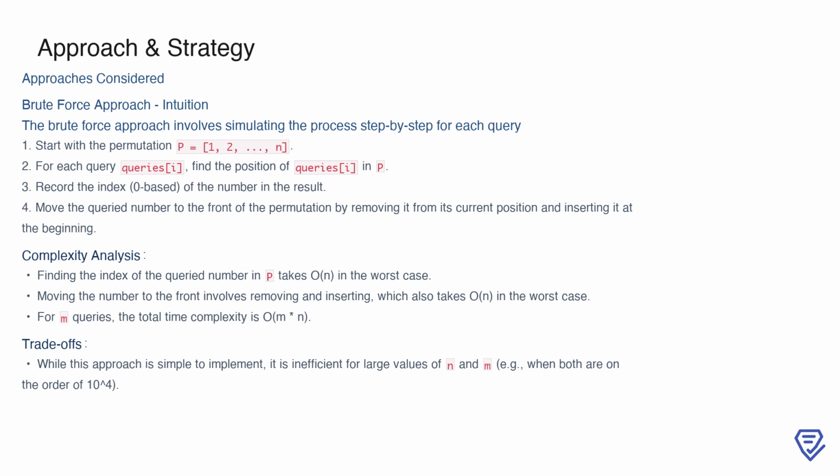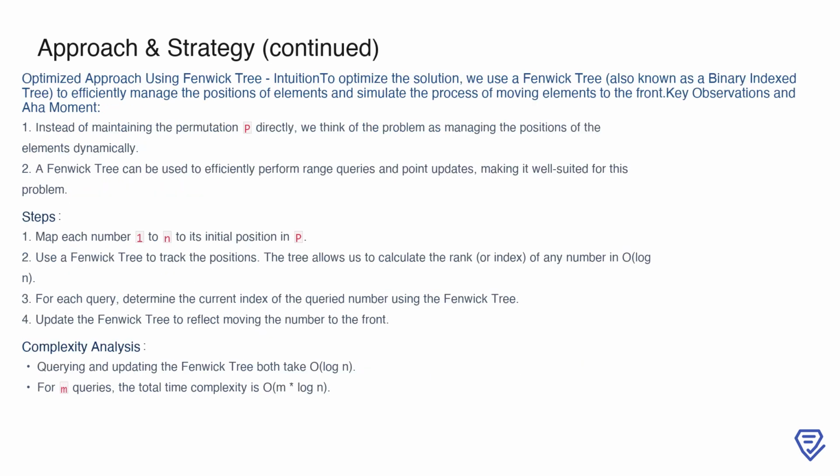With m queries, this results in an overall time complexity of O(m*n), which becomes impractical for large values of n and m. The simplicity of this method comes at the cost of performance, making it unsuitable for scenarios with large input sizes. Now, to optimize the solution, we turn to a more advanced data structure, the Fenwick tree, also known as the binary index tree.